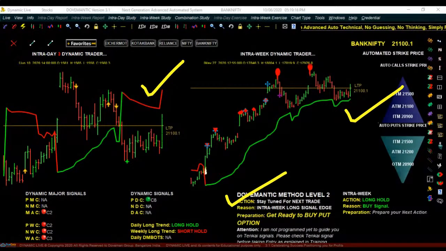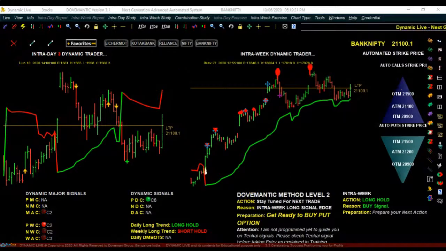Got it? So this is about the second step. Now, if you have understood the second step, then the third step is very, very easy, because all that we have done in the second step, the same thing we are going to do in the third step. But the only thing, one small addition, is very small.